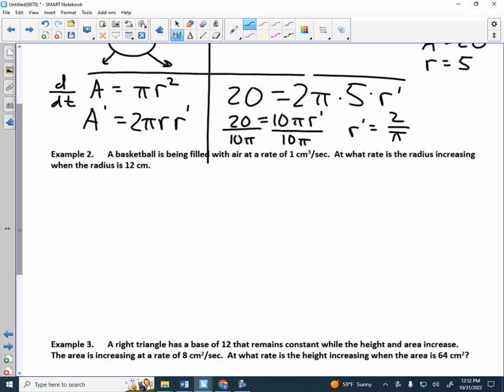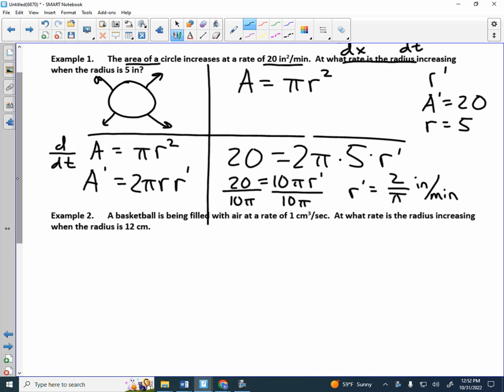And I need to make sure that I write a label. So what are we measuring the radius in? Inches. And it's a rate, so it's inches per minute. So 2 over pi, so it's about 0.6 inches per minute. So that's how fast the radius is changing if the overall area is changing by 20 inches squared per minute. Not too bad, huh? So you saw the y's in all this thing.